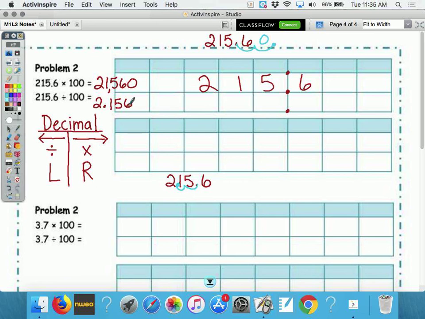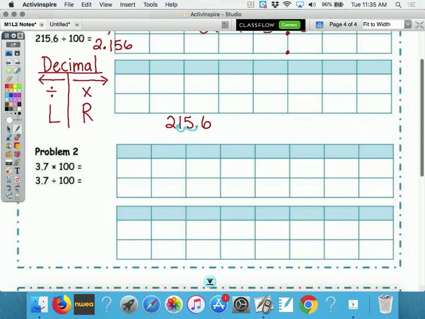I like this new trick. You like the trick? Yeah, it's fun. Tell your table group how to say that number 2.156. 2 and 156 thousandths, right, but don't say it so loud that the other tables hear you. Okay, so let's go down to the next one. Do we still have our decimal trick on the page? Okay, so you don't have to rewrite it.